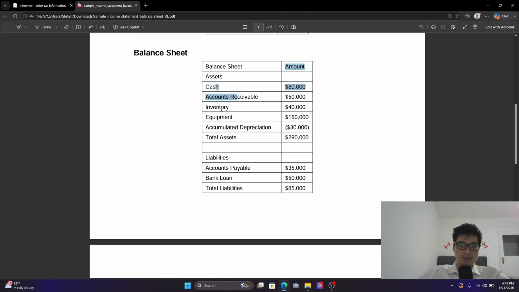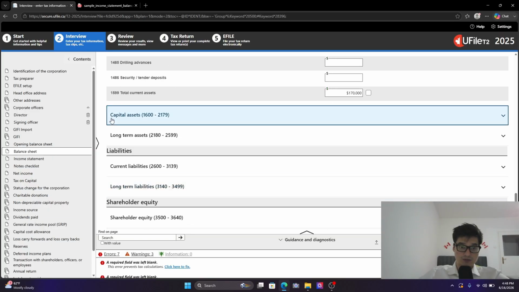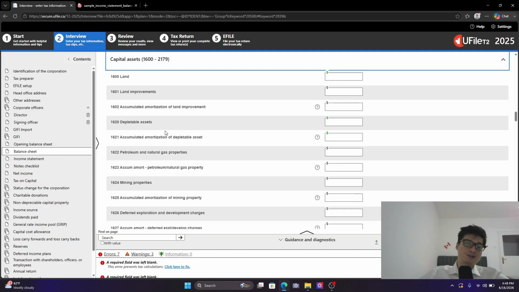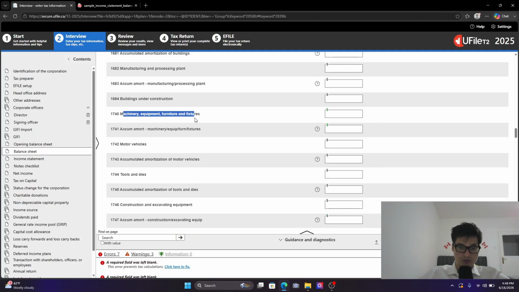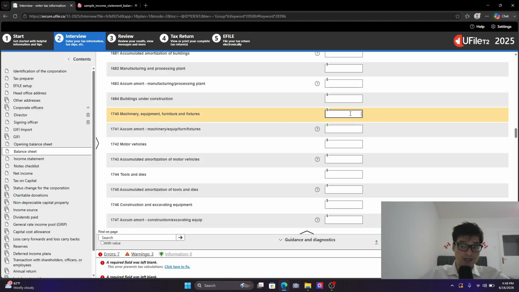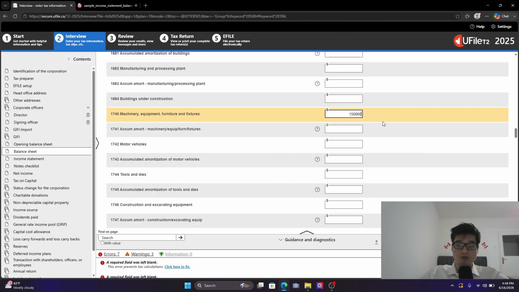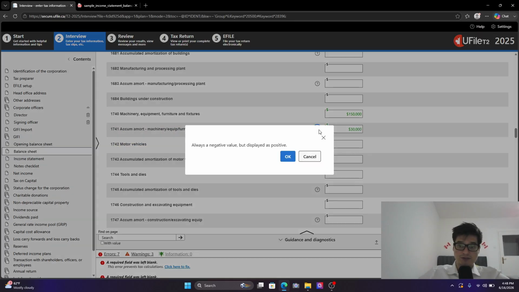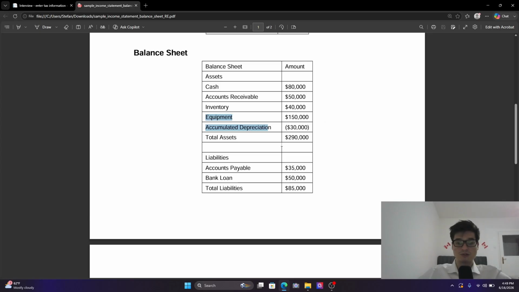You go to equipment and accumulated depreciation. So we know these are capital assets. So we've got to go down to capital assets. And again, you've got to find the right one here. Hopefully the equipment one shows up fairly soon. It'll most likely be this one for many of you because it's machinery, equipment, and furniture. So you have that as 150,000 and your accumulated depreciation will be 30 and it'll be a negative. If you click on this, it'll always be a negative value, but displayed as a positive. So you don't have to do anything there.